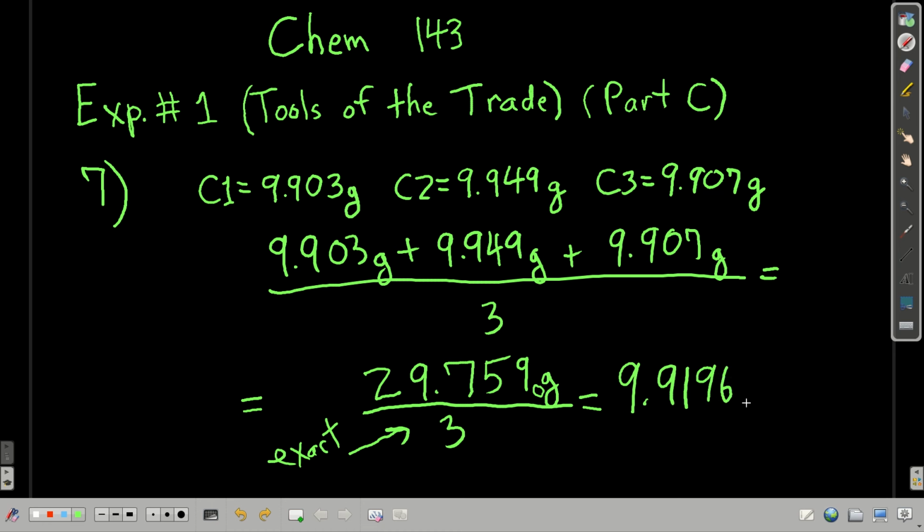9.9196, and then the first insignificant figure would be a 6 grams. I'm running out of room, but when we round that, it rounds to 9.9197 grams. Notice the 5 sig figs. Now we end up with 4 past the decimal. That's how it works.